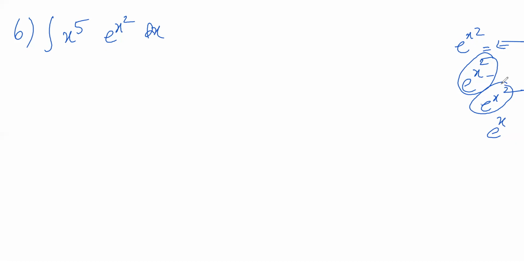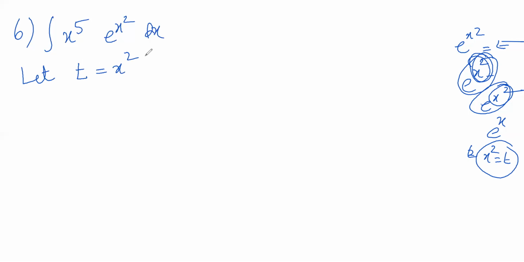In that, the power of the exponential, this x squared, we are assigning to another variable, t. That is, x squared equals t. So we'll go with substitution, as we are given e power x squared. So we take t equal to x squared.